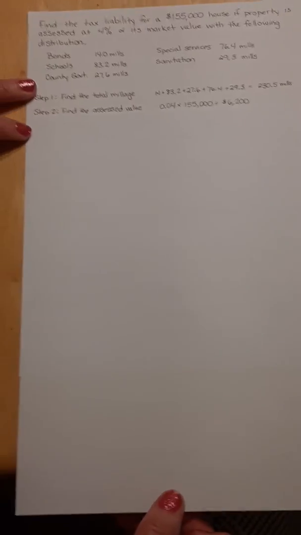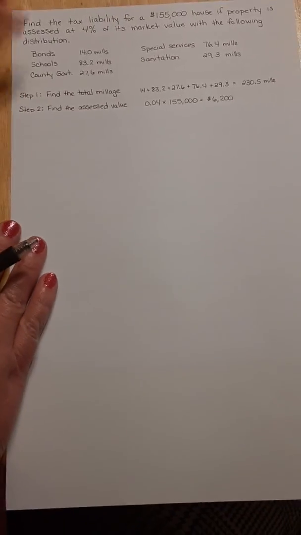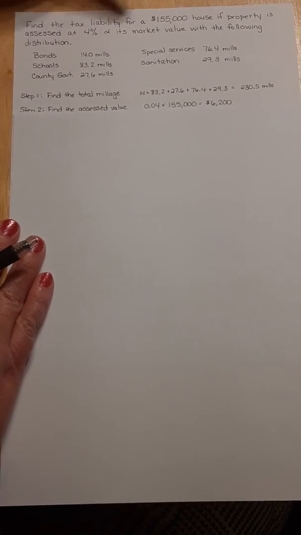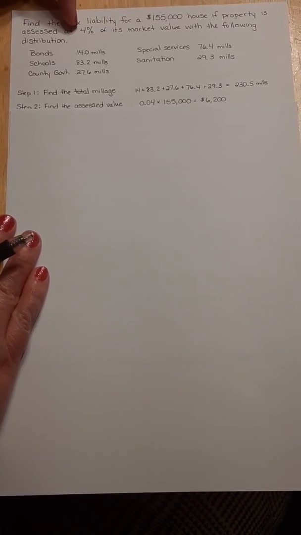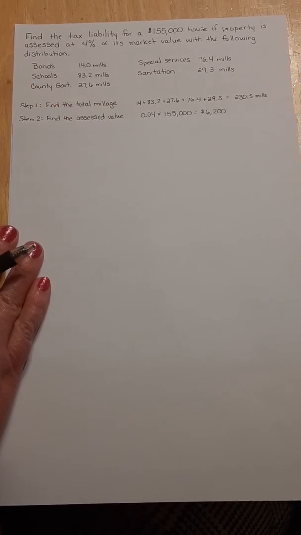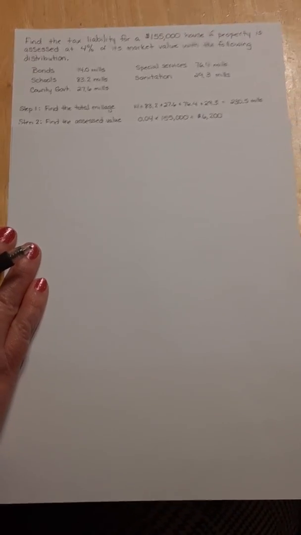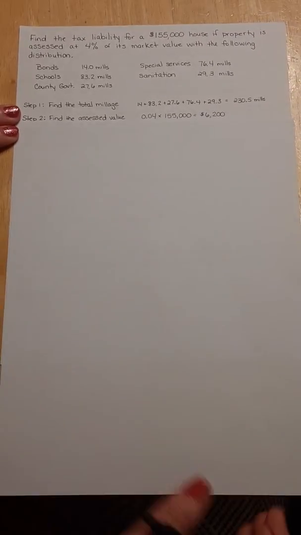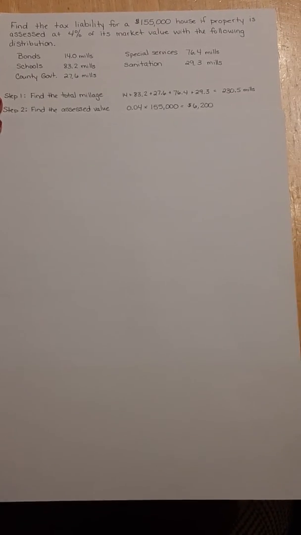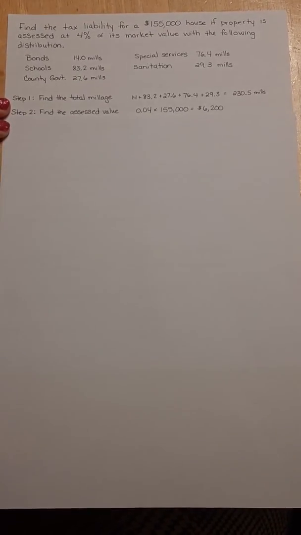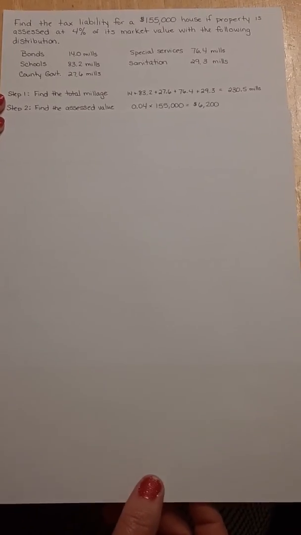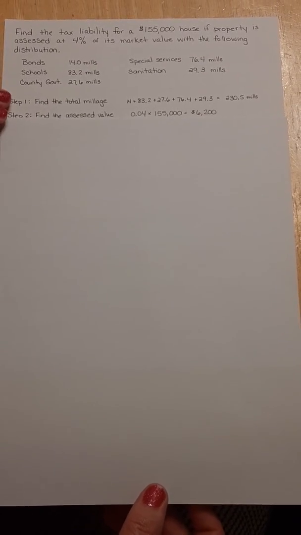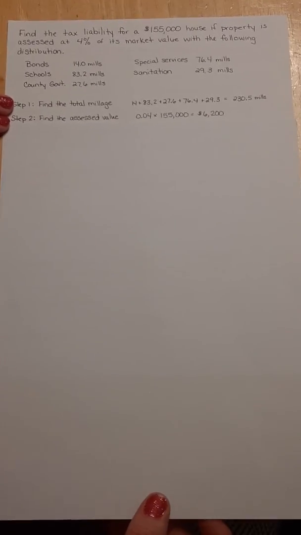Now that I've got my total mills that I'm working with, the next step is to find my assessed value. And remember, we need to take my property value and multiply it by the percentage. So I take 4%, turn it to a decimal, and then multiply it by the market value. That gives me my assessed value. That's what I'm going to base my taxes on. Okay, now that I've got my answers for 1 and 2, now I can keep moving on.